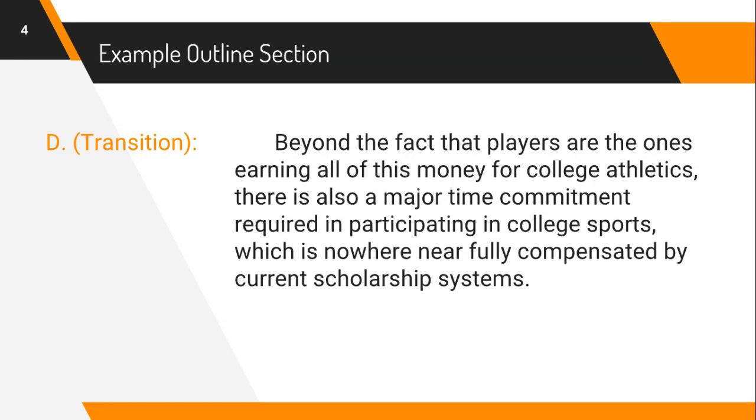So you can see that I talk about the money that's made by college athletics, which was my earlier paragraph topic. And then I'm transitioning into my next paragraph, which would be talking about the time that college athletes have to spend when they're involved in sports and how this time that they're spending is nowhere near enough when compared to the money that they're getting in current scholarship systems. So it would preview for my reader what I'm going to talk about next and also wrap up the paragraph that I just finished writing about. Just an example of a really good, strong transition.